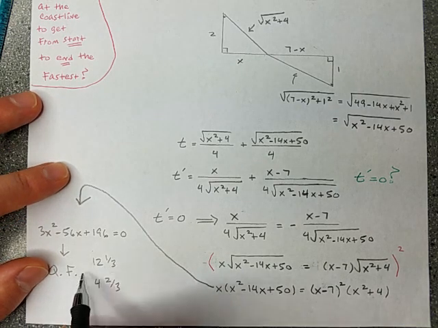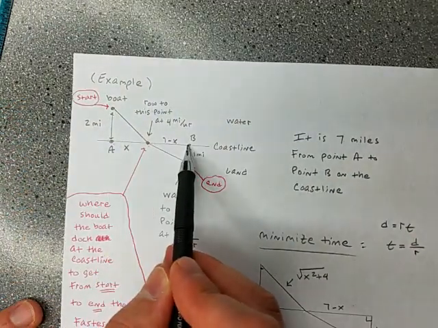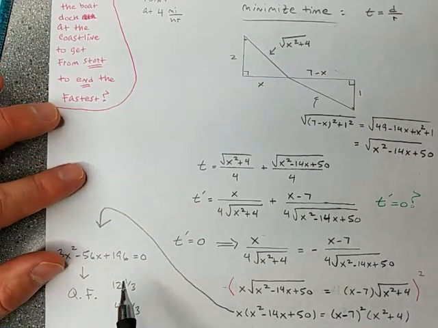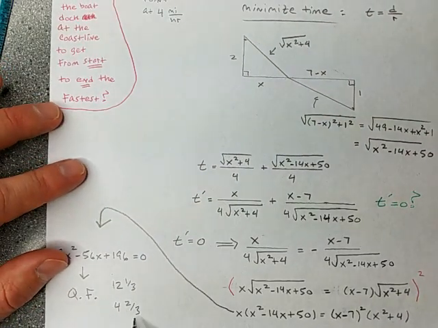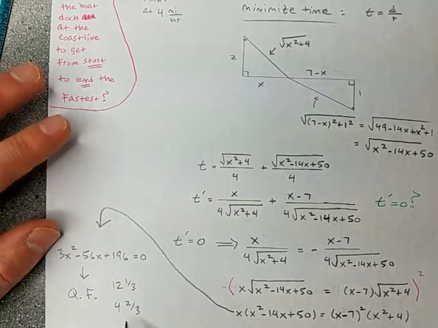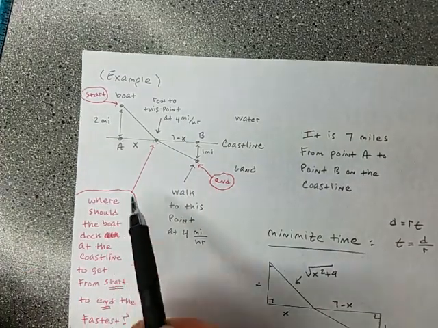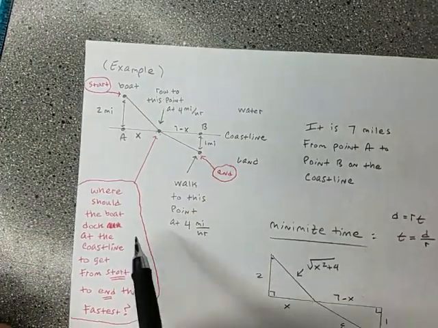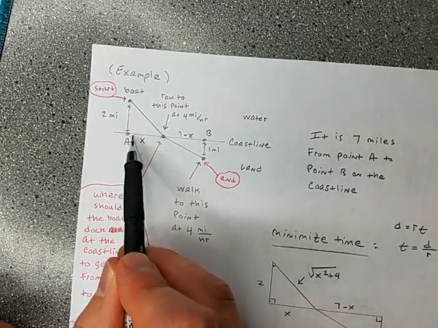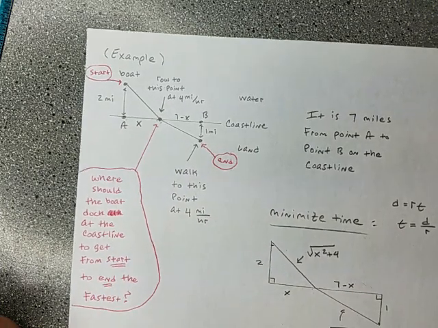Okay, well that one is too far out. You know, these are only 7 miles apart. And I'm wondering where this point is. Okay? So it can't be 12 1/3 miles. It's 4 2/3 miles, and it could work out that way. All right? So that's my answer. This point right here, where should this point be? Where should you dock on the coastline to get from here to there the fastest? Well, that point should be 4 2/3 miles this way. Okay, so 4 2/3 miles.